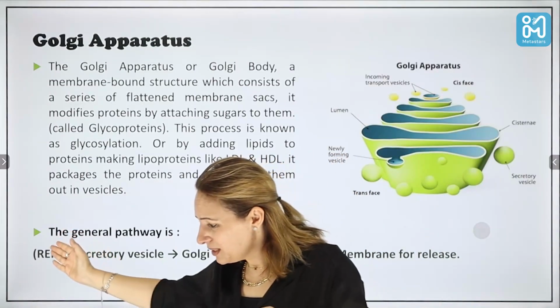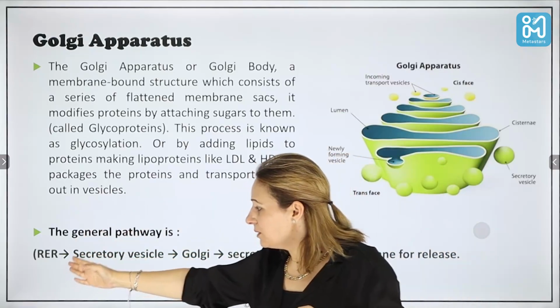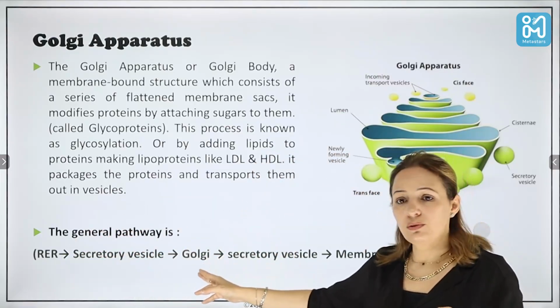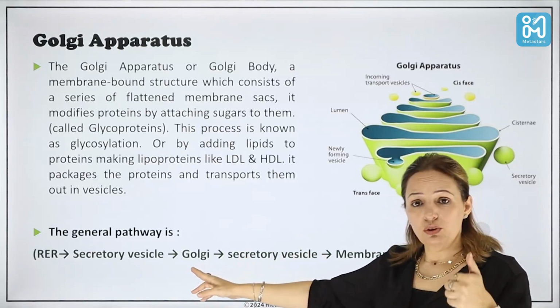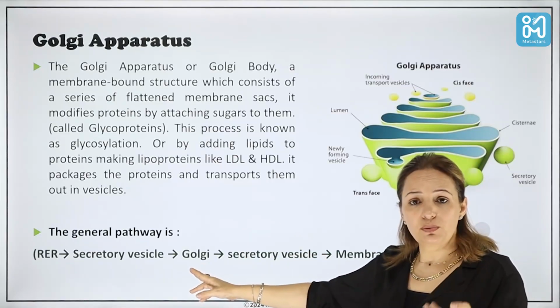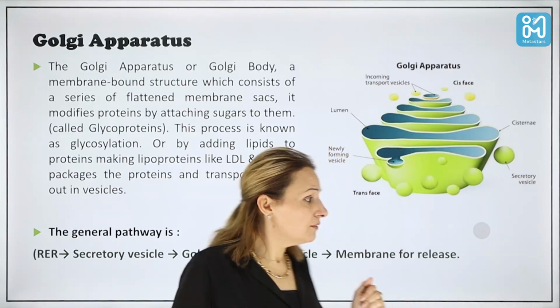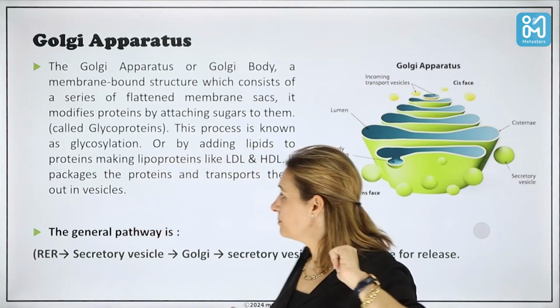And if we're talking about the sequence of events, it's the rough endoplasmic reticulum. The secretory vesicle that is released from the rough endoplasmic reticulum is going to reach the Golgi, where now it's going to be modified, folded, transported, packed, and then through the secretory vesicle, it's going to leave through the membrane for the release outside the cell.